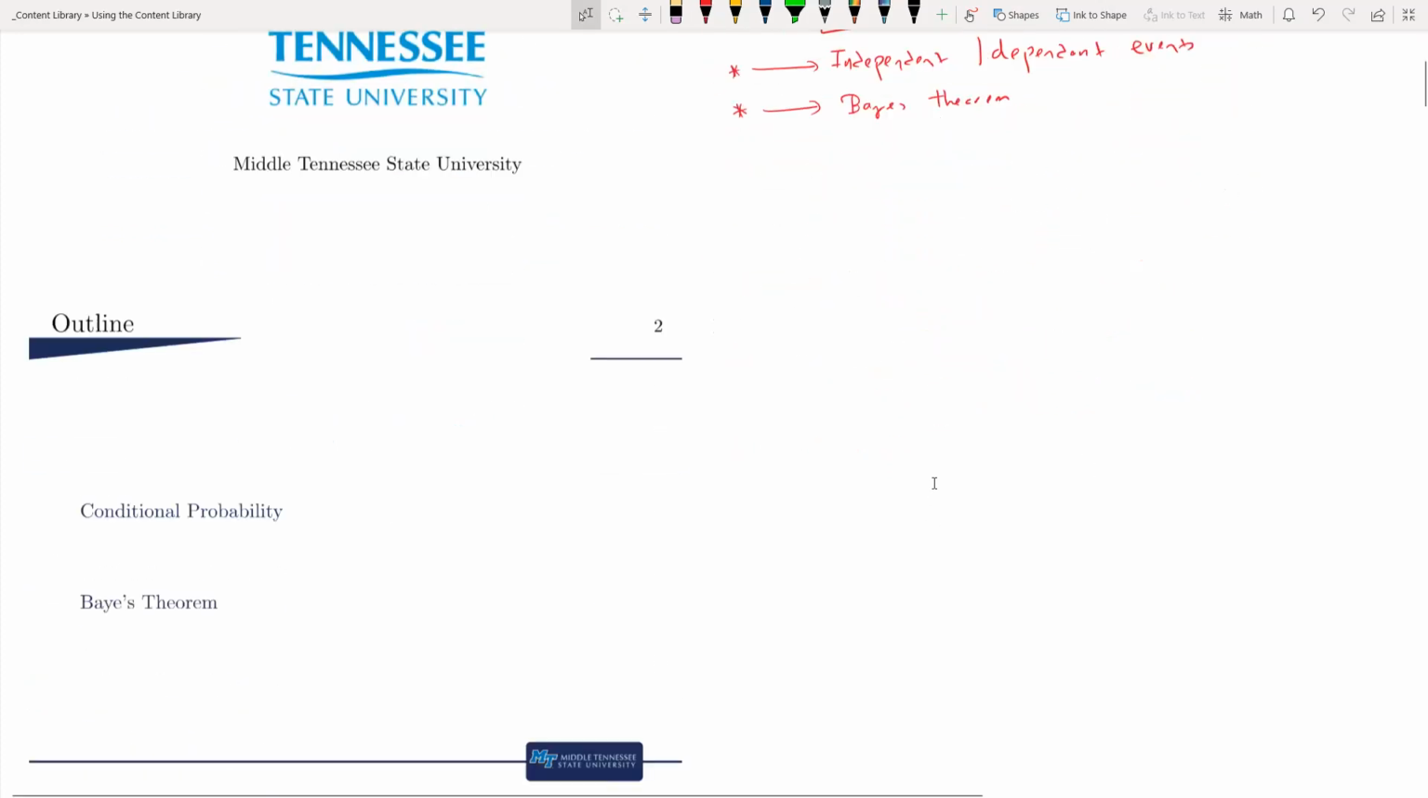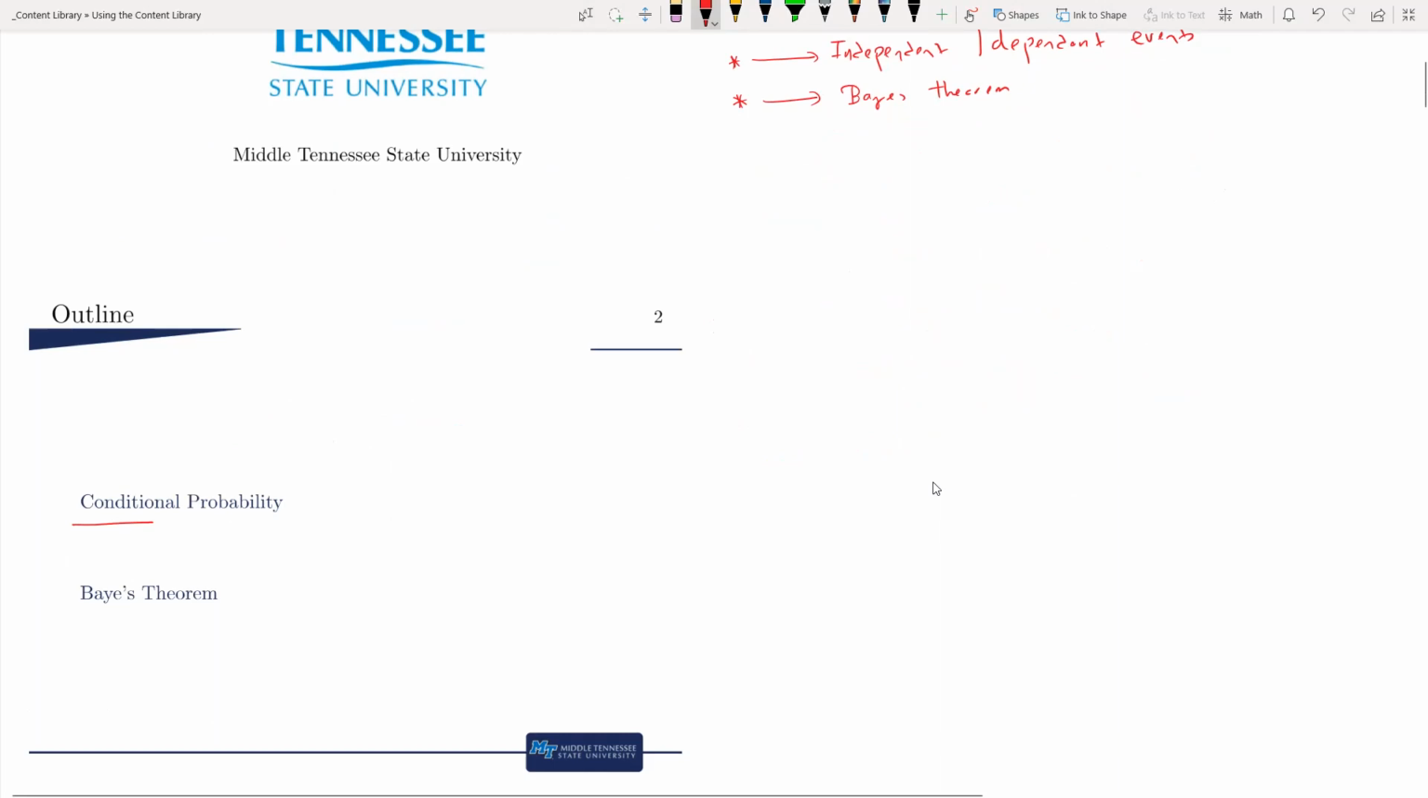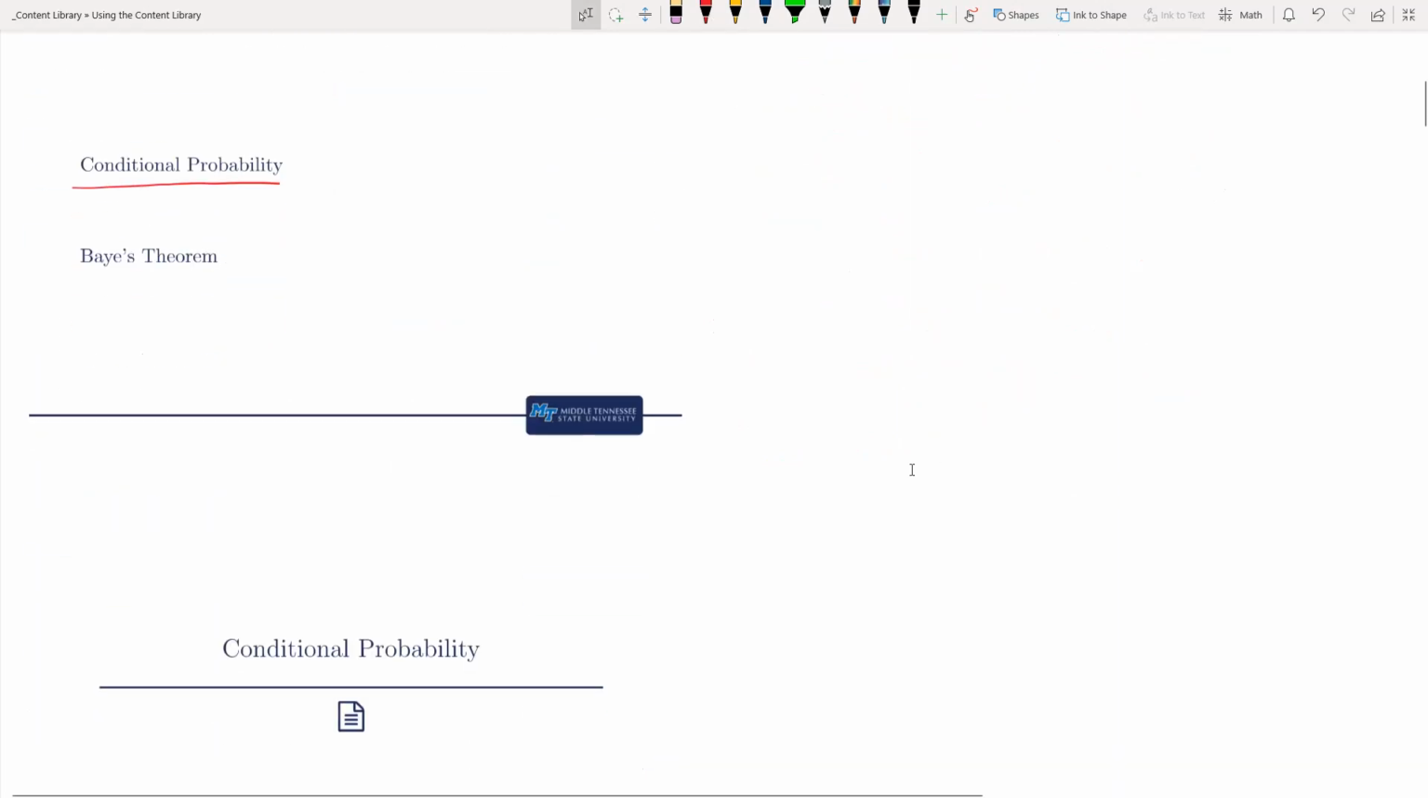First we go through conditional probability. After that, we will learn about Bayes theorem. In order to learn Bayes theorem, you really need to know about conditional probability. So Bayes theorem depends on conditional probability.